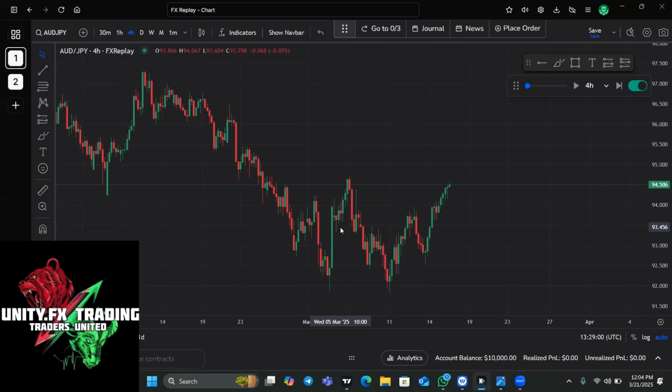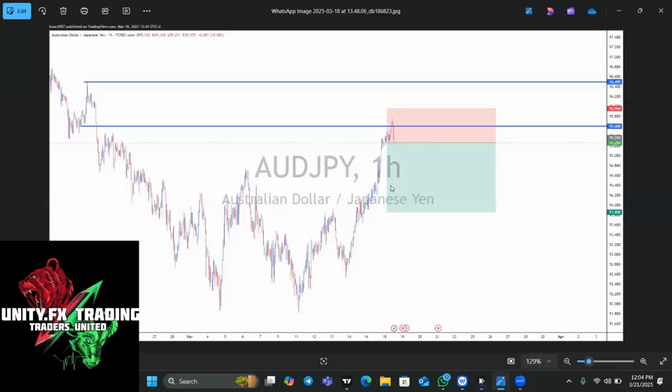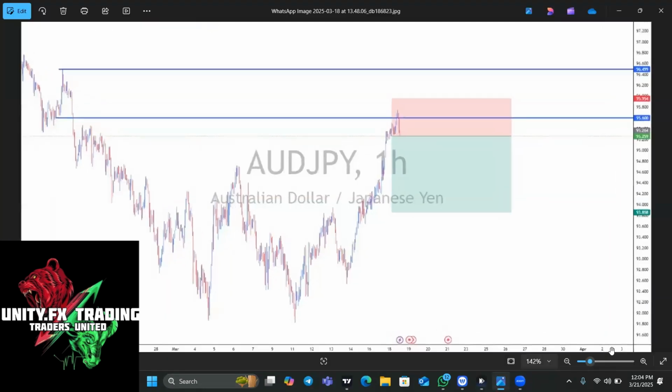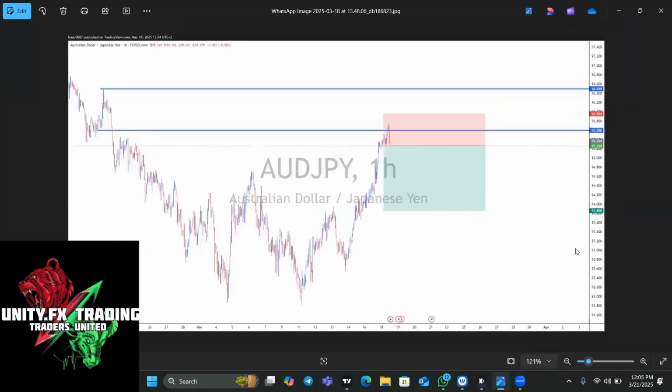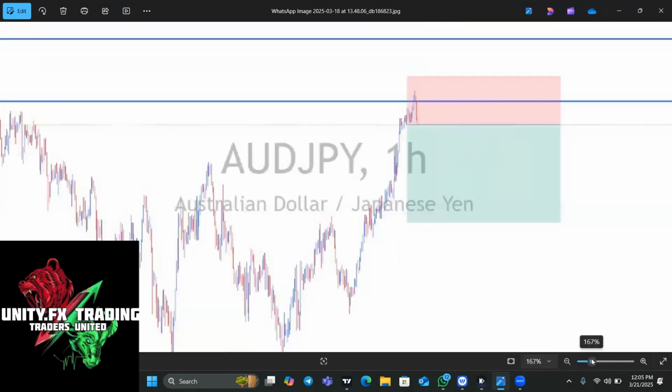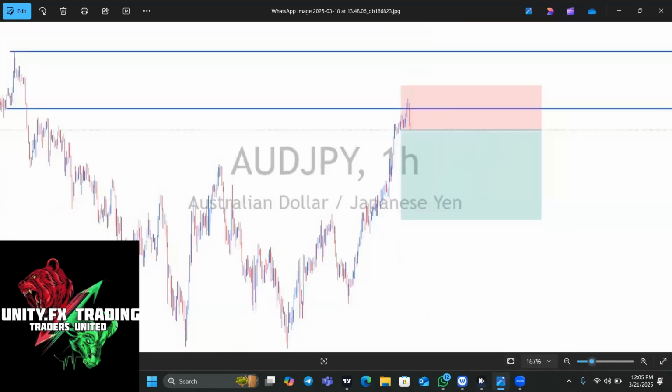The owner of the software is saying that we cannot share it with people, although we can use it, but we cannot share the raw data with people. But it's fine, guys. So this is the AUDJPY trade that we took here, and then it went to take profit. I just wanted to show you guys the other picture, but I'm not finding it.